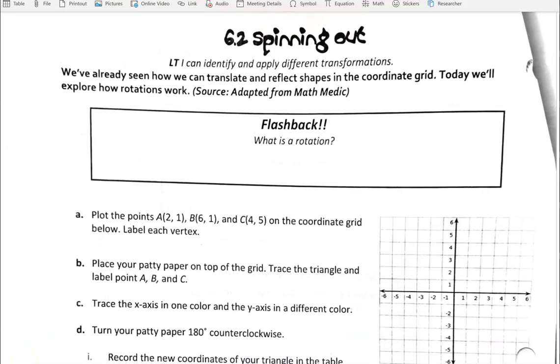This is Mr. Martin. These are video notes for geometry, section 6.2. This is going to be our last type of transformation. We're going to talk about rotations today.